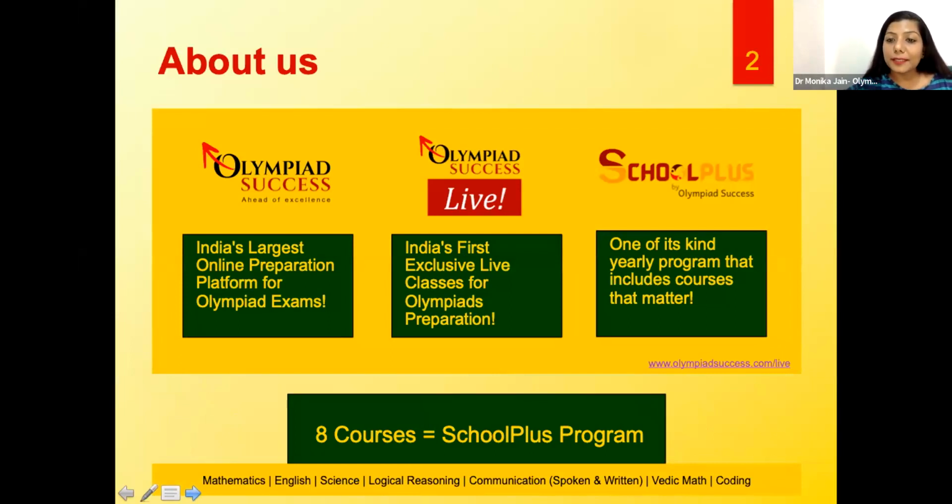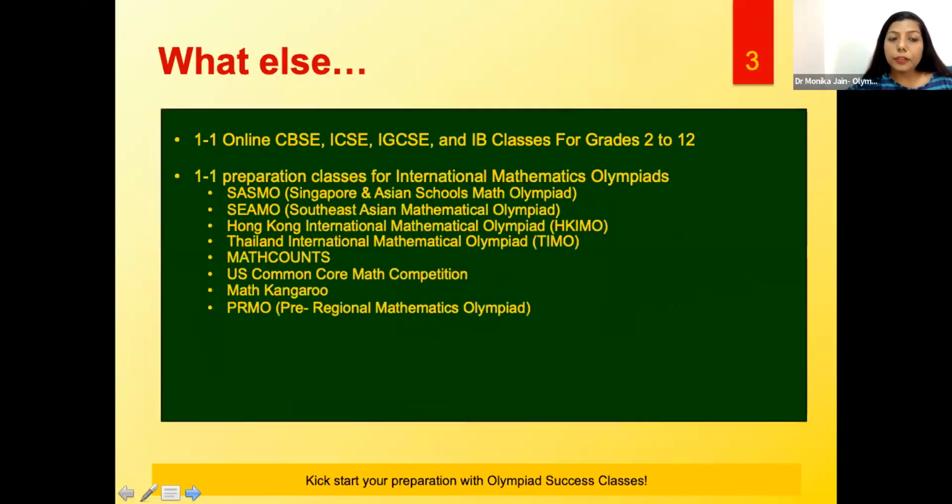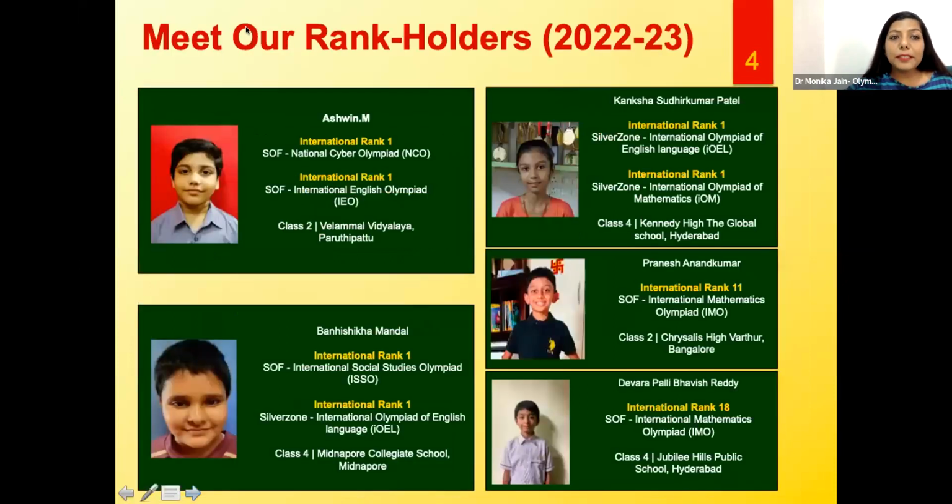School Plus by Olympiad Success is one of its own kind of annual program that includes 8 important courses that really matter at this juncture of your life. These 8 courses include mathematics, English, science, logical reasoning, communication, both spoken and written, Vedic math, and coding. Here you get one-on-one online CBSE, ICSE, IGCSE, and IB classes for grades 2 to 12. One-on-one preparation classes for international mathematics Olympiads like SASMO, CMO, HKIMO, TIMO, Math Counts, US Common Core Math Competition, Math Kangaroo, and PRMO. So you can meet our international rank holders for the year 2022-23 on the screen.